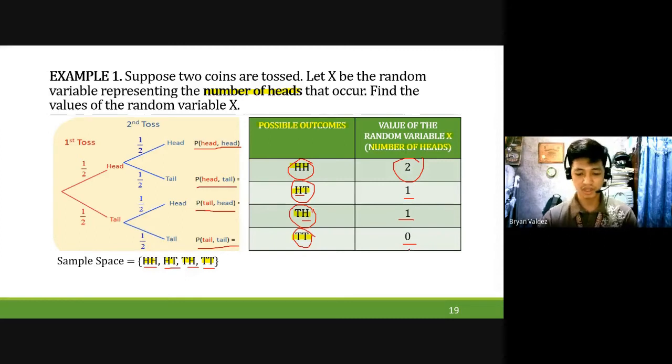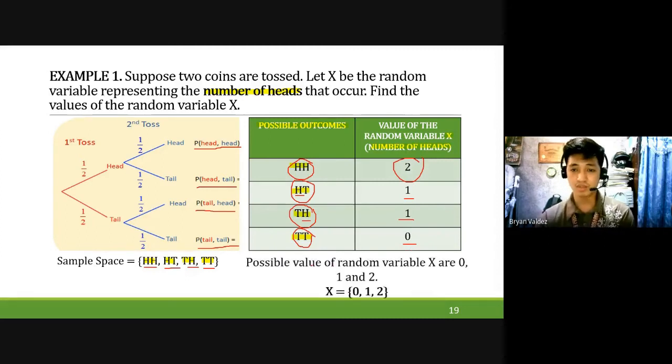equivalent to 0. Now, the possible values of a random variable x are 0, 1, and 2. So ito yung mga possible value na pwedeng lumabas sa experiment natin na to. So we can represent that mathematically by writing x, curly brace, 0, 1, 2. Kung may halimbawa na naulit na number, we can represent that as 1 na lang, no?